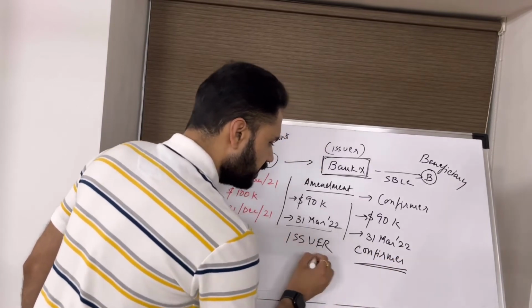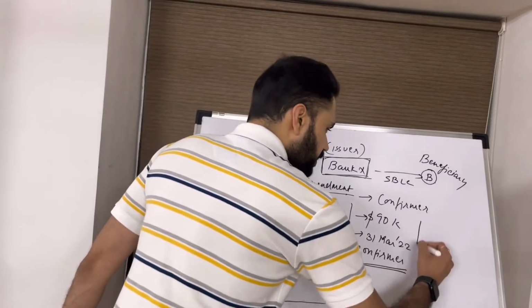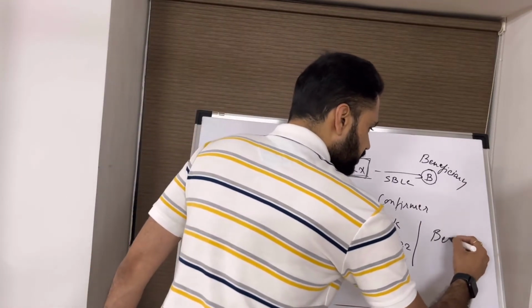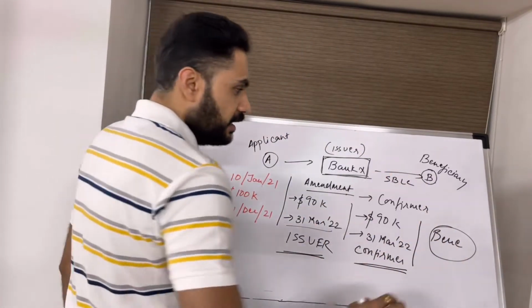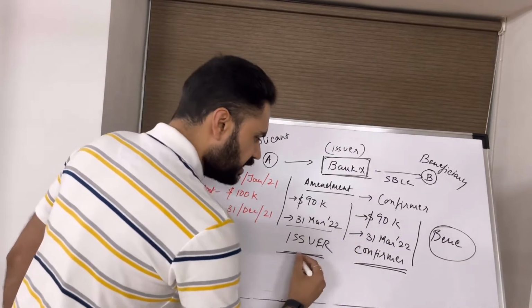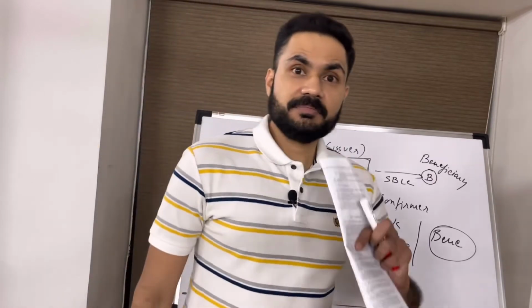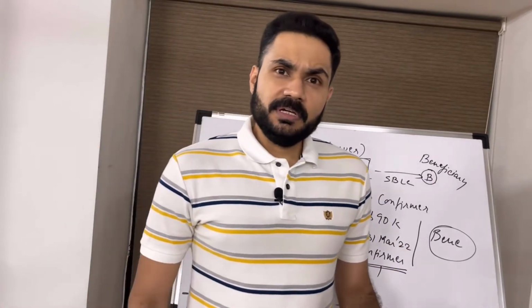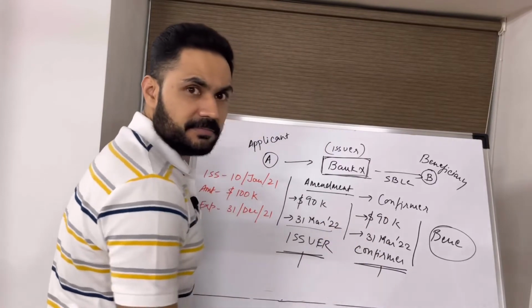Confirmer is also bound by the amendment once it confirms the amendment, but the final beneficiary will not be bound by this amendment unless the beneficiary presents documents which are in line with the amendment, or the beneficiary gives explicit instructions of accepting this amendment.